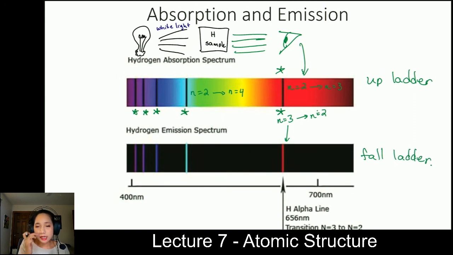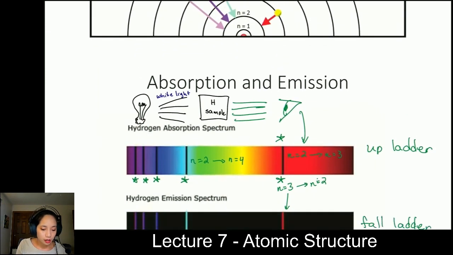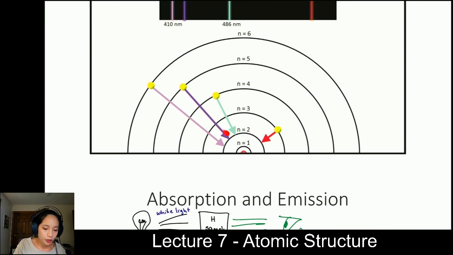Right, so this is how these two spectra are related to one another. In the emission spectrum, we're falling to lower energy levels, while in the absorption spectrum, we are doing the opposite. We are going from the lower energy level to the higher energy level. And so these higher energy lines would just correspond to going from n equals 2 to n equals 5, or n equals 2 to n equals 6.